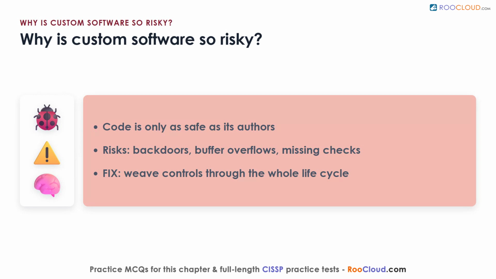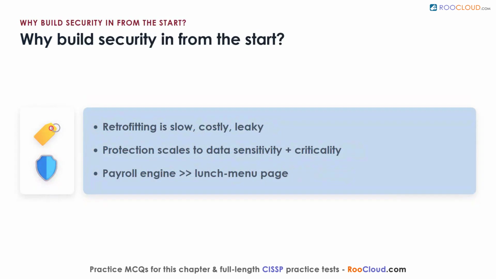later. Think of building a house. Wiring and plumbing are far cheaper to route correctly while the walls are open than to tear open finished drywall afterward. Why build security in from the very first stage? Because retrofitting protection into a finished system is slow, costly, and leaky. Every application deserves security proportional to how sensitive its data is and how critical its job is. A payroll engine handling salaries needs far tighter guarding than an internal lunch menu page. Decide the security posture while the design is still fluid, and the whole structure bends to accommodate it.